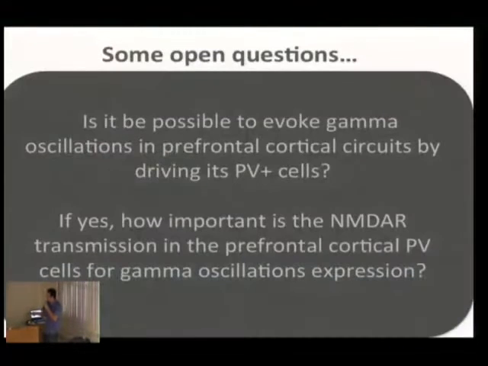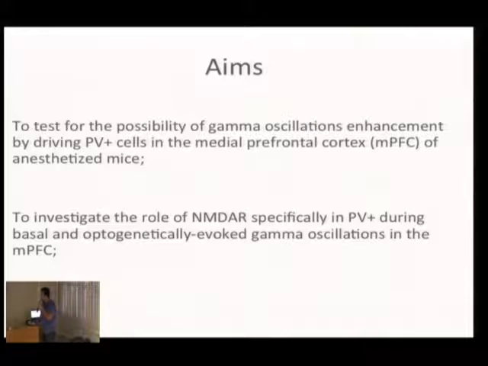So some open questions: is it possible to evoke gamma oscillations in prefrontal cortex circuits by driving PV cells? And if yes, how important is NMDA receptor transmission in the prefrontal cortical PV cells for gamma oscillation expression? Those were my two very basic questions that I used to guide my training at Mari's lab.